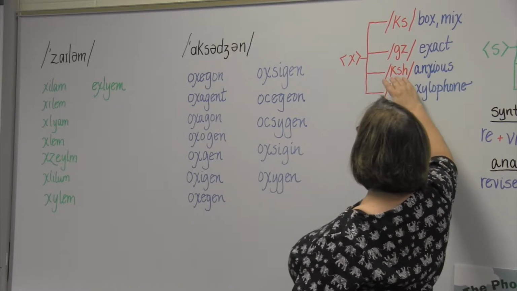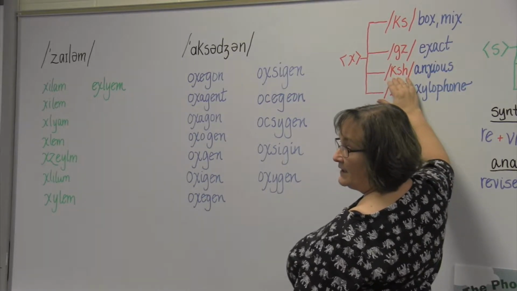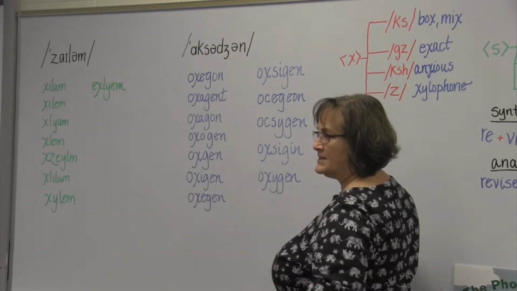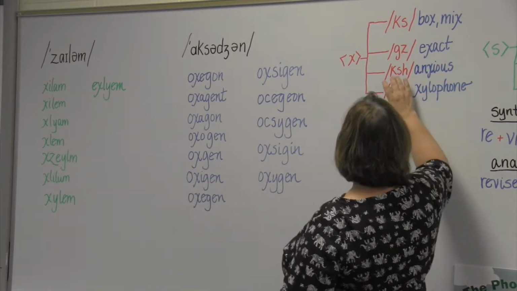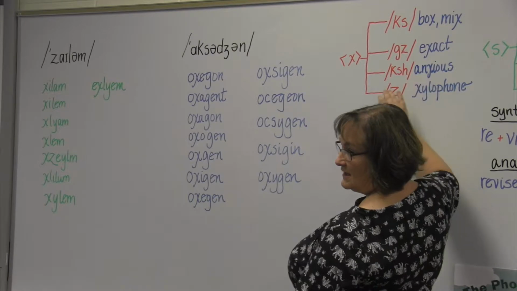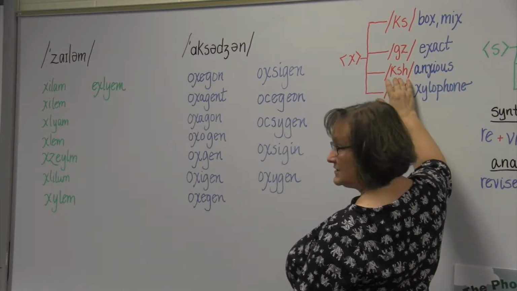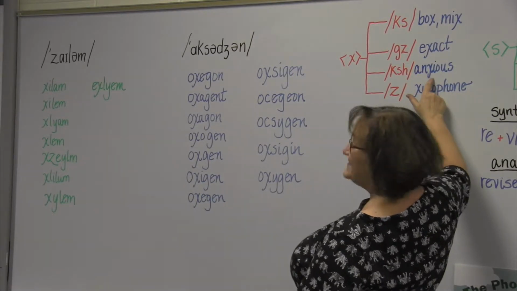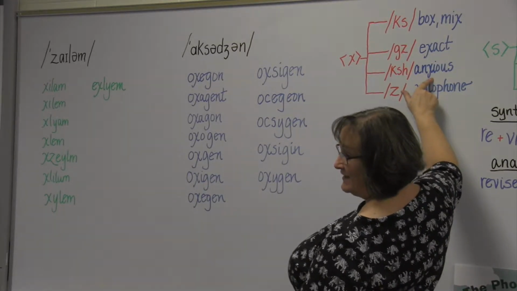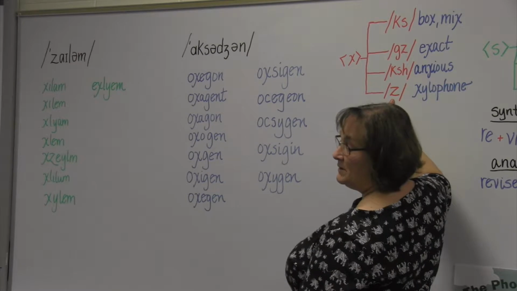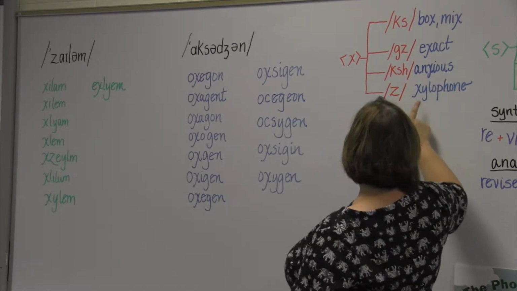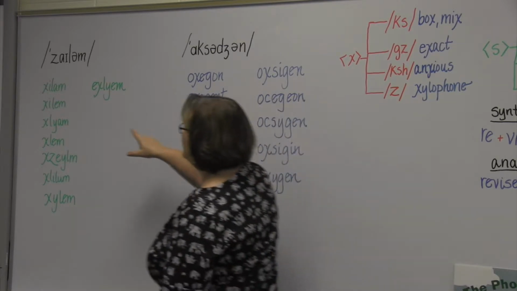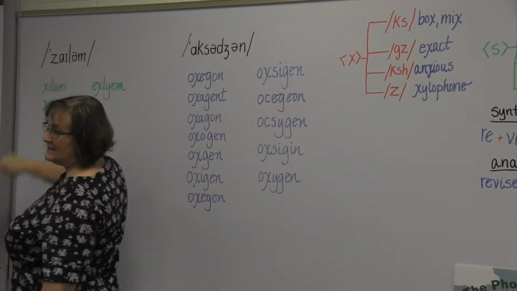Then it could be ksh. Say that. I would like everybody to be participating here. Ksh, as in anxious. Anxious. And that's the X alone doing all of that. And then it could be pronounced as Z, as in xylophone, as in xylem.